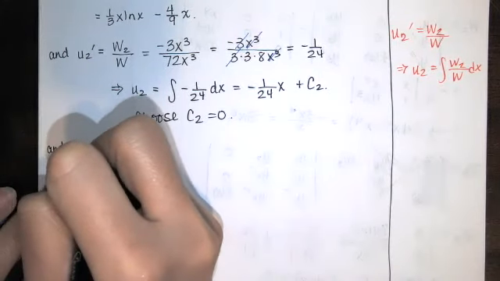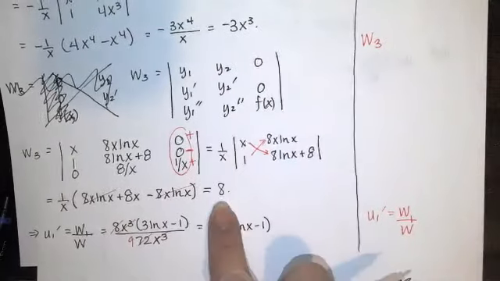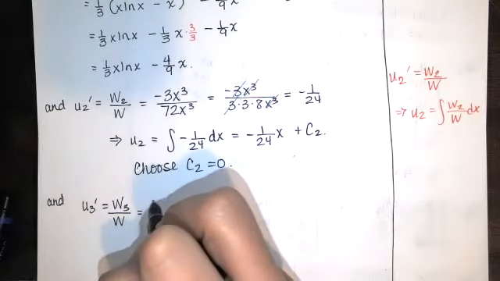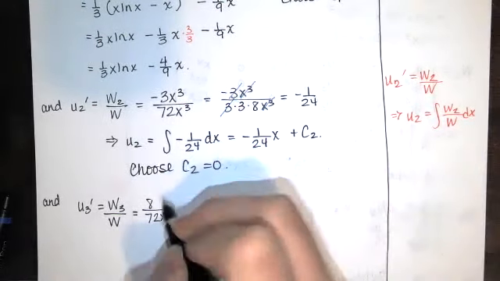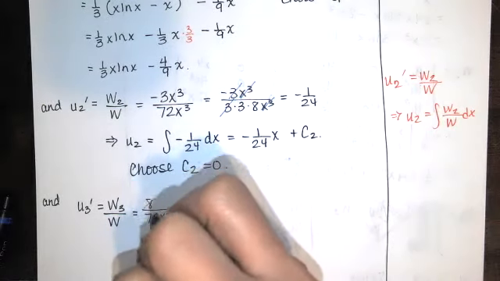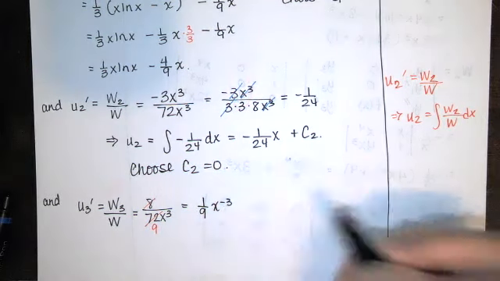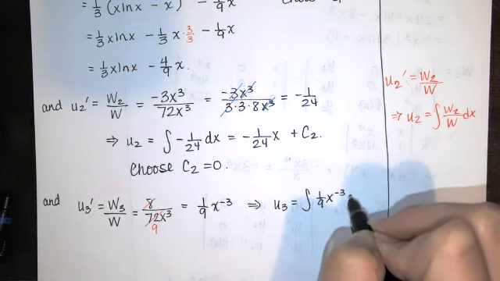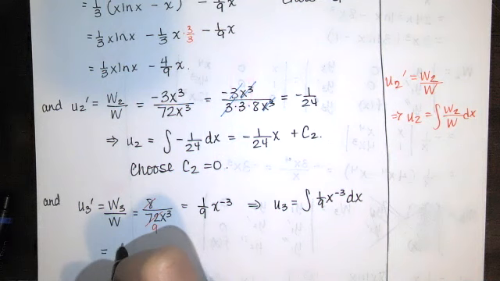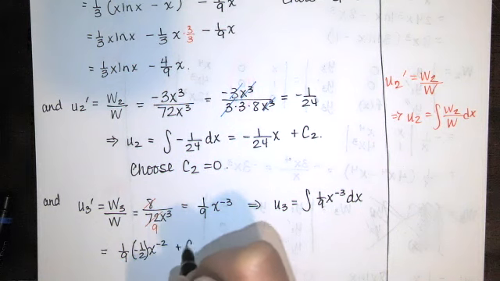And u3 prime is w3 over w, and w3, let's see what that was, turned out to be 8. These are really simple. We're dividing by 72 times x cubed. Of course, 8 goes into 72 9 times, and we end up with 1/9. And if you want, you can call that x to the negative 3. So u3 is the antiderivative of this. You'll want to bring the 1/9 down, add 1 to the exponent, and then divide by the new exponent. Add your constant of integration.